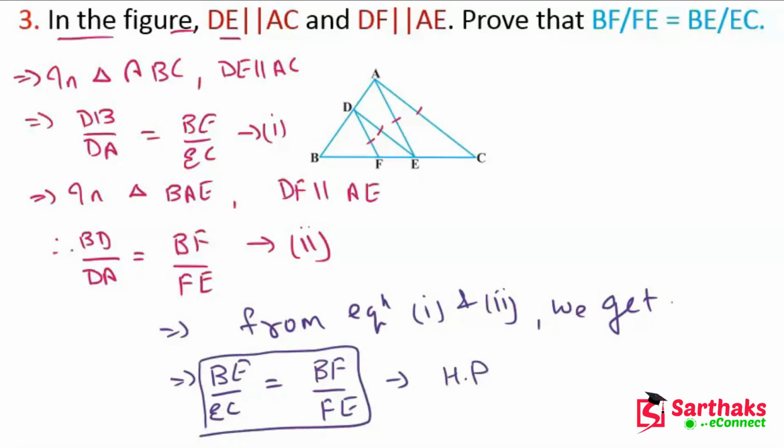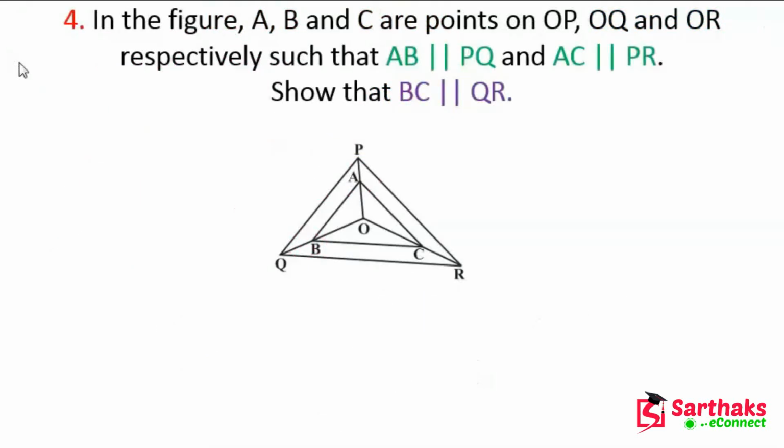Now let's move on. The next question is, in the figure, A, B and C are the points on OP, OQ and OR respectively, such that AB is parallel to PQ and AC is parallel to PR, and we have to show BC is parallel to QR. So how can we solve it? This is again a very easy question.